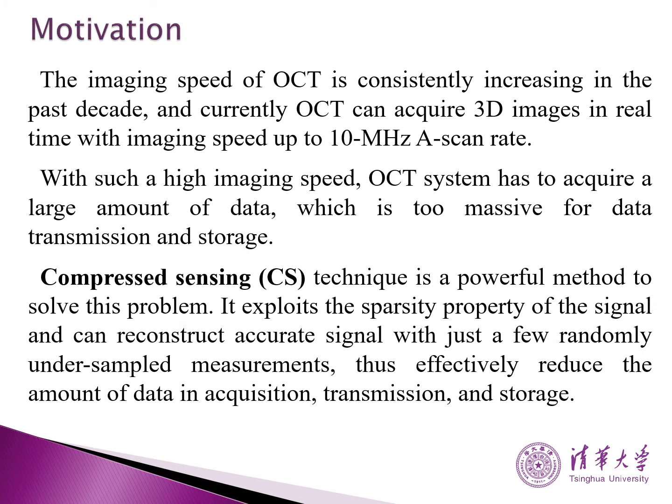The imaging speed of OCT is higher and higher nowadays. It reaches up to 10 MHz A-scan rate for 3D imaging. At such a high speed, OCT data is therefore too massive for transmission and storage. OCT data has a sparsity property, so compressed sensing technique can be used to effectively reduce the amount of data.